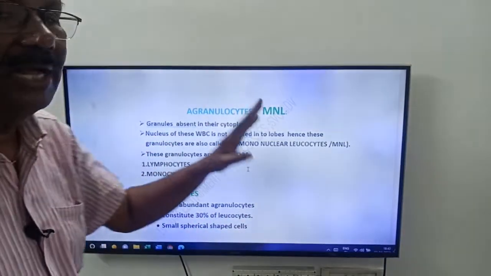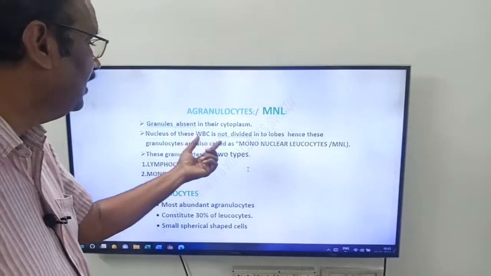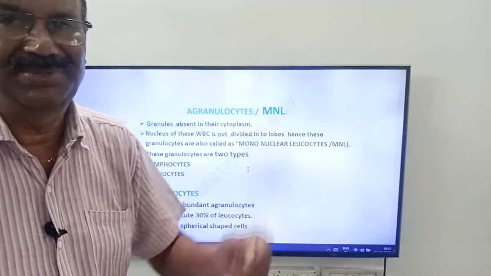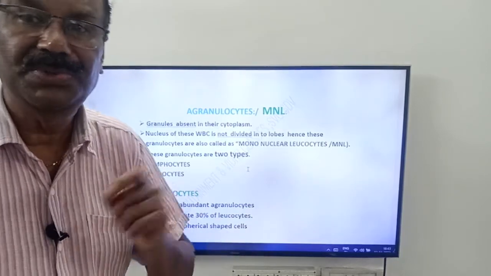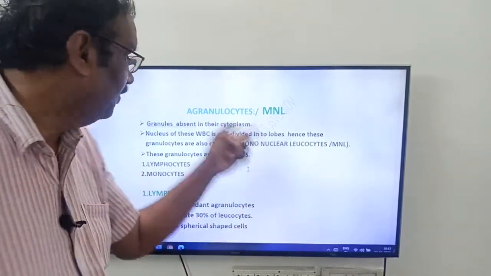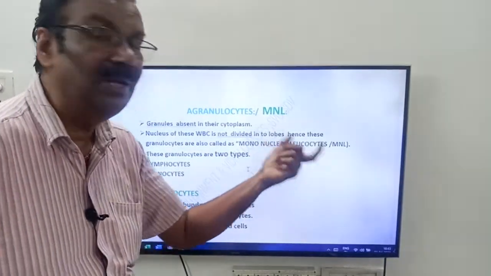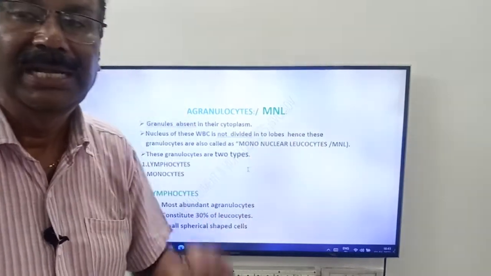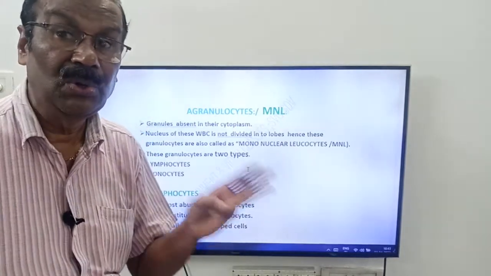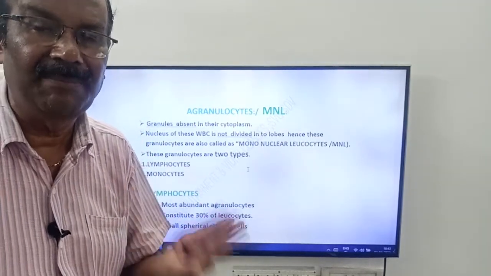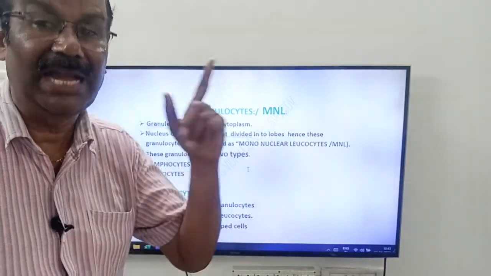See friends, they don't have granules. Granules are absent in their cytoplasm. The nucleus of these WBC is not divided into lobes, whereas the nucleus of the granulocytes has lobes. So they are called MNL, mononuclear leukocytes. M for mono, N for nuclear, L for leukocytes. Whenever you hear the word MNL, recall agranulocytes. Whenever you hear the word PMNL, recall granulocytes.